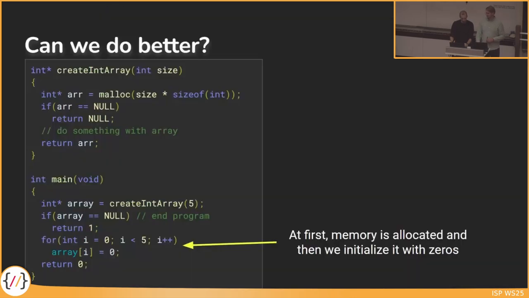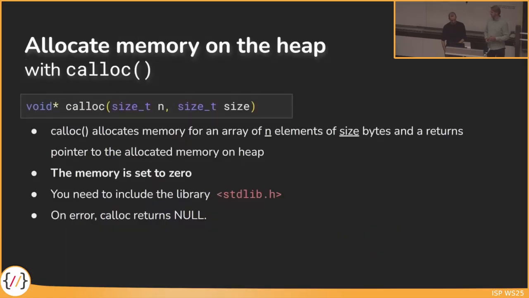Okay, I think we have to continue because we have a few slides left. There is an alternative way to use malloc if you want to have your memory initialized, because malloc does not initialize the memory you have allocated, and this is called calloc. Calloc does exactly the same as malloc, but it also sets the memory you have allocated to 0.